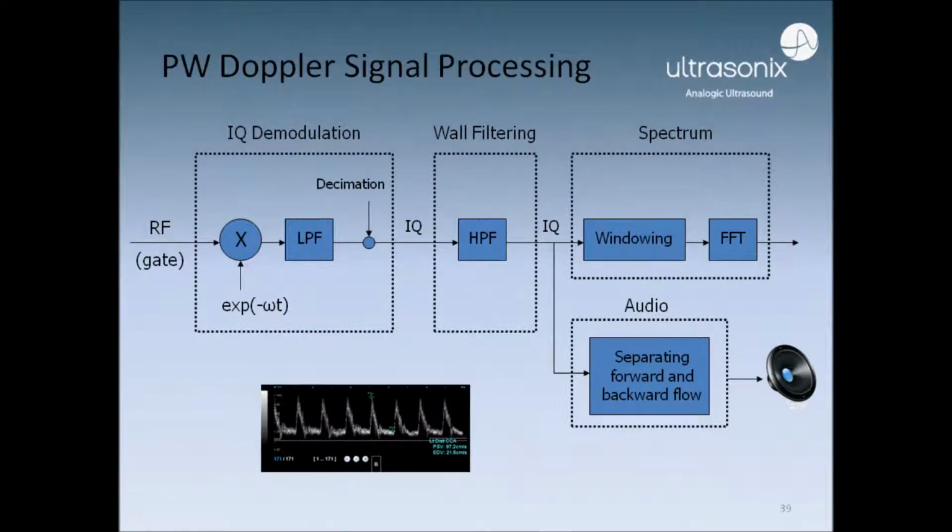In pulse wave Doppler, the RF data from the gate is first IQ demodulated. After that, it is passed through the wall filter, which is essentially a high-pass filter. This takes out the low-frequency components of the spectrum, which correspond to slow motions due to the operator or patient's movements. The resulting IQ data is then windowed and passed through the fast Fourier transform to generate the Doppler spectrum. The forward and backward flow components of the IQ are separated before generating the audio signal for the speaker.